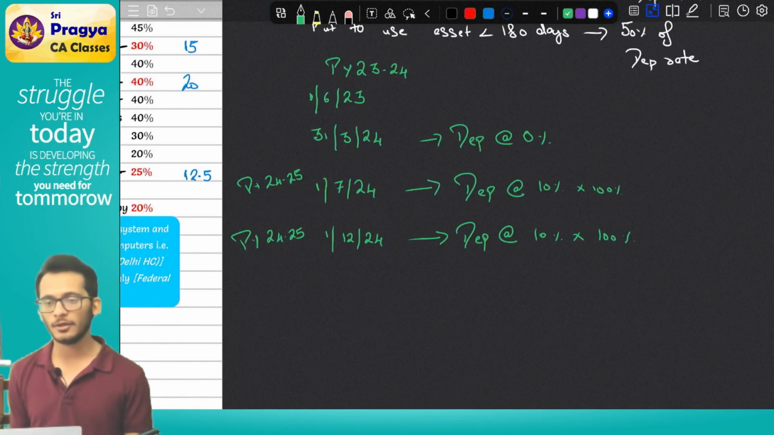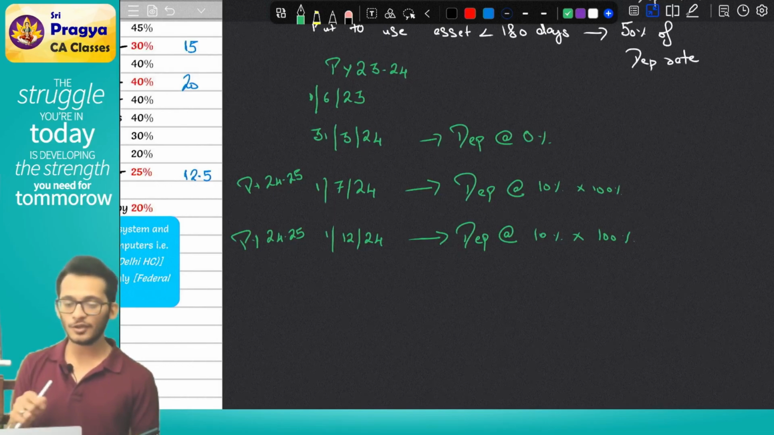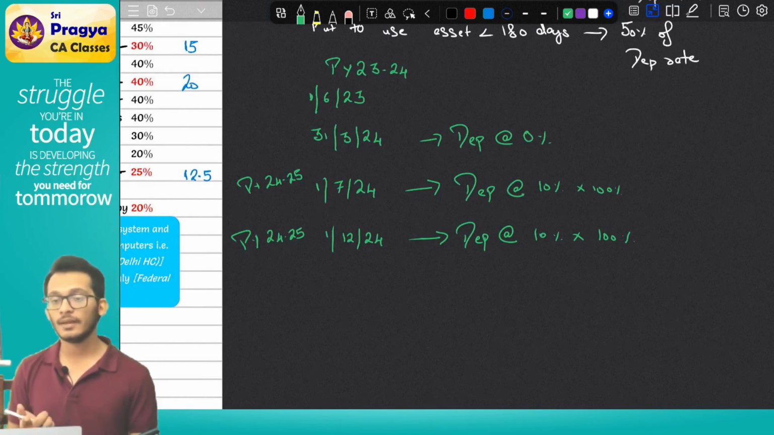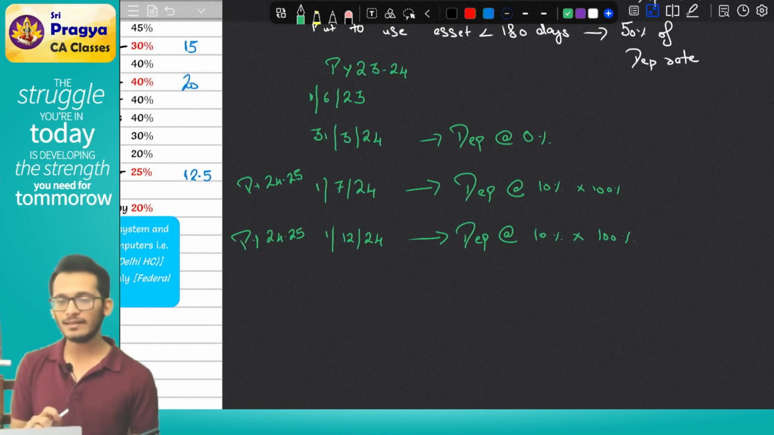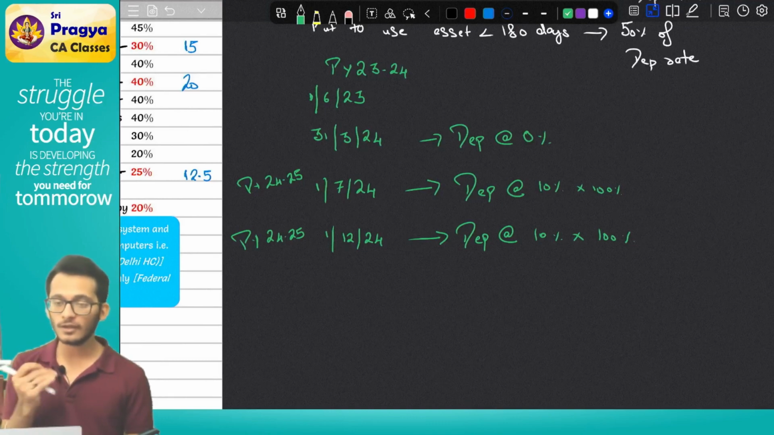The moment you bought the asset, you put it into your block. It is just that you did not claim depreciation. Yes or no? So is it there in your block? It is there in the block. If it is there in the block, have you lost the identity of the asset, or do you still know the asset?